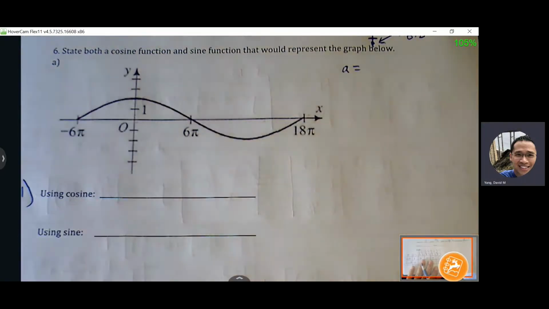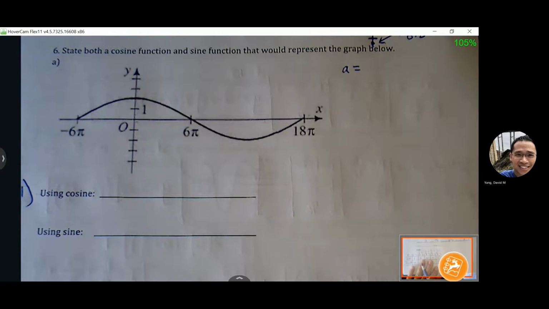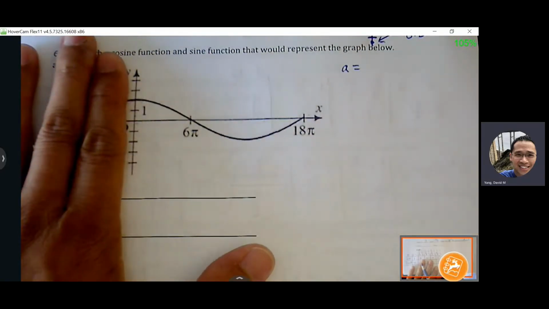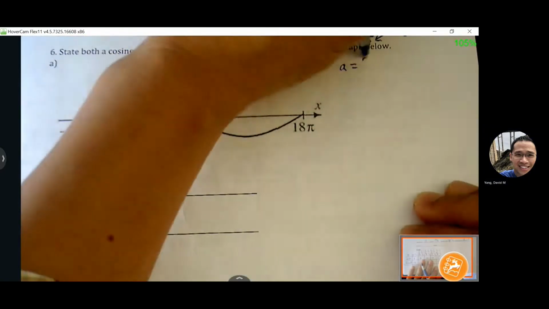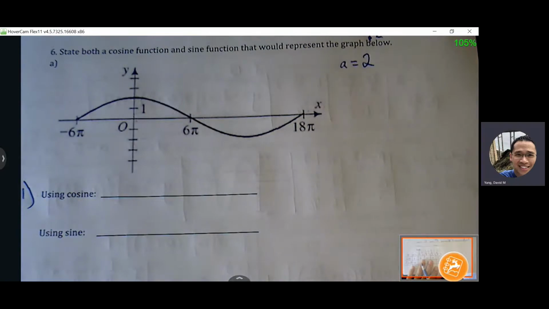2. Is there any reflection here? No, right? The cosine is starting exactly where we want it to start. It starts at the peak. If it starts at the minimum, then we've got to worry about the reflection. Now, what's the period of this function? How long will it take to complete its full cycle?